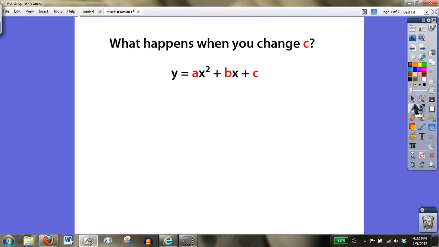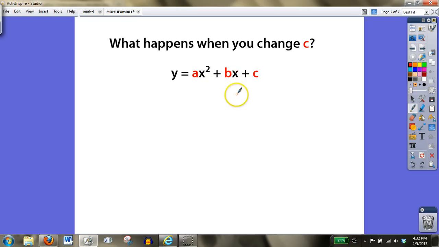Finally, we're going to take a look at one last thing. So far we've been just messing around with the value a. What happens when it's negative? What happens if it's positive? What if you make the absolute value bigger or smaller? How does it change the graph? And we've been pretty much ignoring b and c.